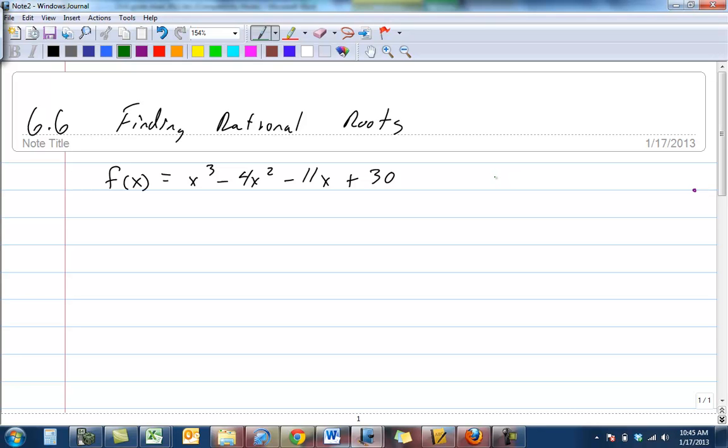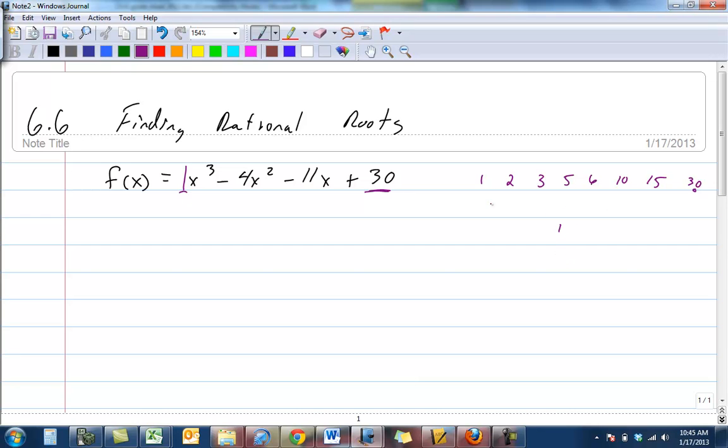That f of 5, that was a starting point. Now let's take a time out. Let me show you how we used to teach this. We used to tell you that you had to take the constant and find all the factors of the constant. So in this case, the factors of 30 are 1, 2, 3, 5, 6, 10, 15, and 30. And then you'd have to find the factors of the leading coefficient. In this case, it's easy. It's 1, which is just 1.